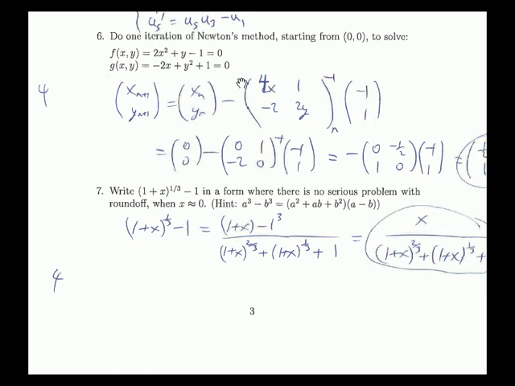Now the partial derivatives: partial of F with respect to X is 4X, partial of F with respect to Y is 1, partial of G with respect to X is minus 2, partial with respect to Y is 2Y, and you plug in X and Y equal to 0, so you get this. And you could just use Cramer's rule to take the inverse of that, and you get this times minus 1, and you get that. Now, whether that's closer to the true root or not, I have no idea, but it doesn't matter. It just said do 1 iteration, just so you know the mechanics of Newton's method.